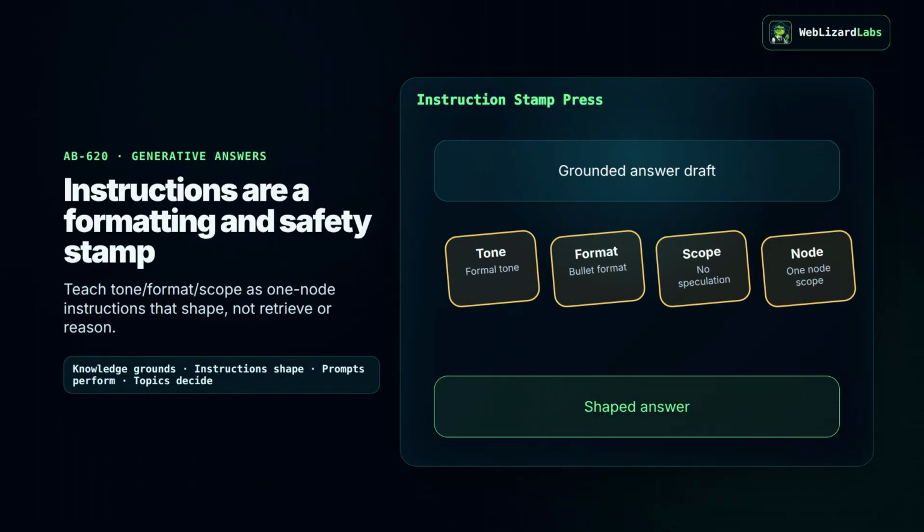Custom instructions do a different job. They are a formatting and safety stamp on one Generative Answers node. They can shape tone, format, and scope. In the Woodgrove scenario, instructions might require formal language, bullet points when the answer has multiple steps, and no speculation beyond the provided sources. That is very different from changing what the node searches. The sources decide what evidence is available. The instructions decide how the answer should behave when it uses that evidence. If the scenario says tone, format, scope, or response style, think custom instructions.